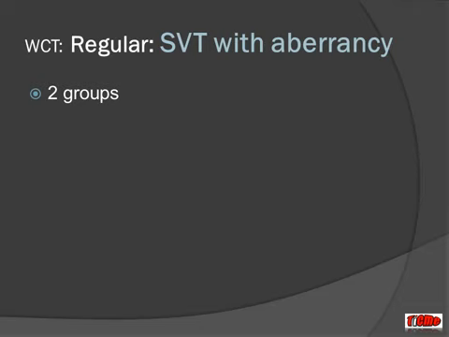So we've talked about VT. Now the next group of wide complex tachycardias we need to talk about are the supraventricular tachycardias which have aberrant conduction. So there are two groups.